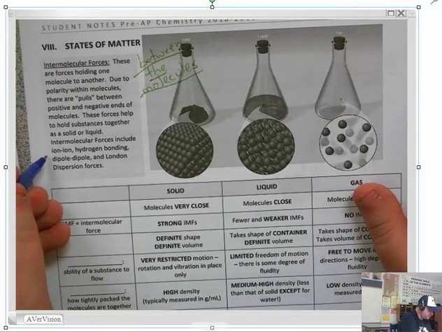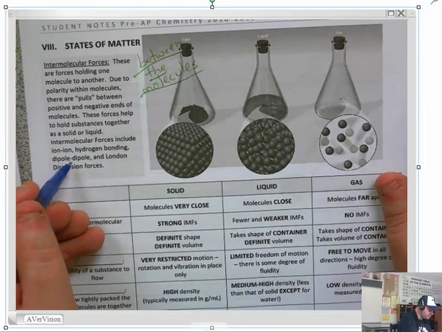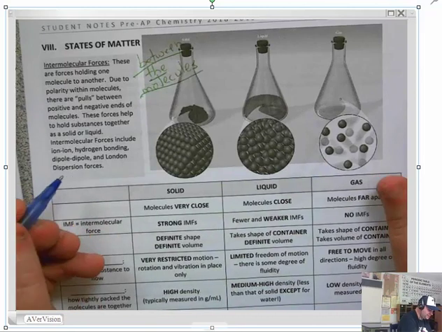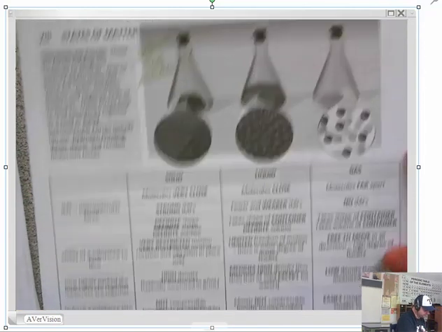Okay, there are different intermolecular forces, depending on what type of compounds we have. If it's an ionic compound, it's going to be ion-ion. If it's a polar covalent compound, it's hydrogen bonding or dipole-dipole. Or if it's nonpolar, it's going to be London dispersion. And there's going to be more information about that later in the year.